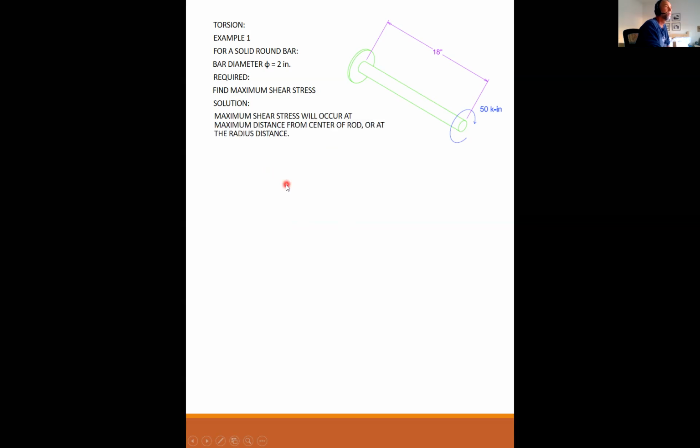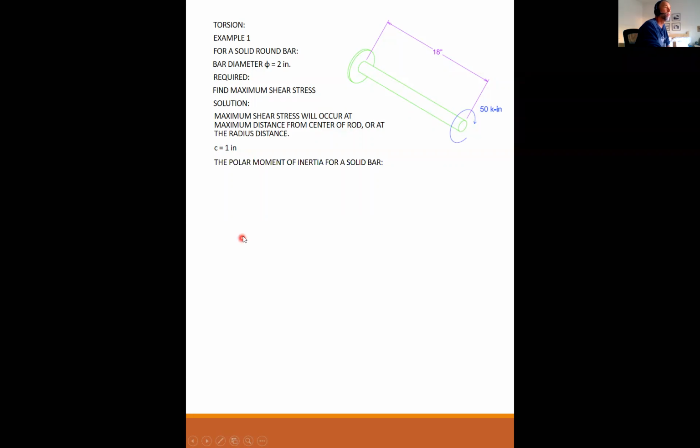Okay, so solution. The maximum shear stress will occur at a maximum distance from the center of the rod, or at the radius distance. So we're going to make C equal to 1 inch. Clearly, if the diameter is 2 inches, the radius is 1 inch. The polar moment of inertia for a solid bar is J equals pi over 2 C to the fourth. So I have pi over 2, 1 inch radius to the fourth, which is 1.571 inches to the fourth.